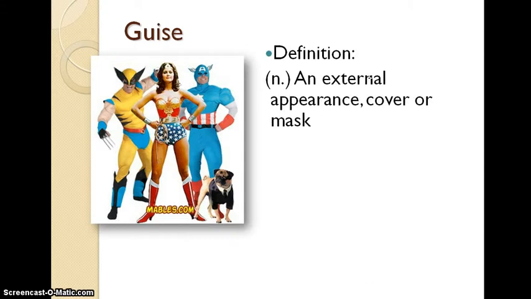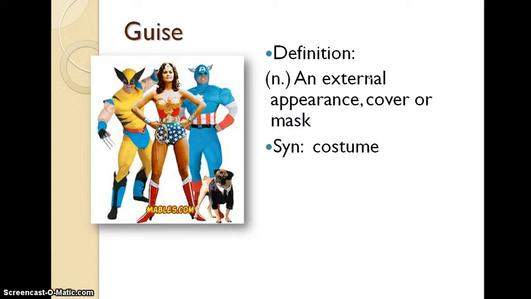A guise. This is a noun too, and you can see these three people. They all have other personalities. So Superman would sort of hide himself in the guise of what's his name? Clark Kent, right? So during the day, Superman was in disguise, or he was pretending to be Clark Kent. The definition here is an external appearance. It's a cover or a mask, and that is a guise.